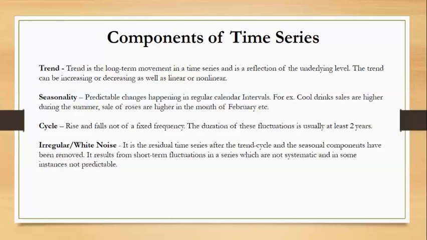The fourth one, white noise. It is a residual part of a time series once you exclude the trend, the cycle, and the seasonality. It results from short-term fluctuations in the data, which in some cases may not be predictable.